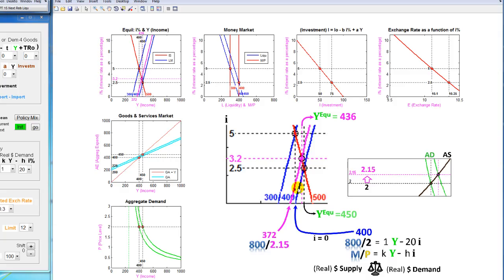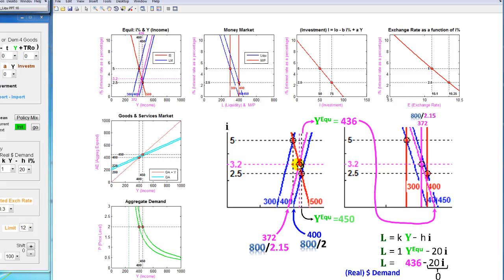And because this is the new LM curve, now the intersection between the new LM curve and the IS curve, the red line, before was 2.5 and now is 3.2. So the new interest rate in equilibrium is 3.2. So now we are going to transfer this 3.2 interest rate to the rest of the graph. So we do that.